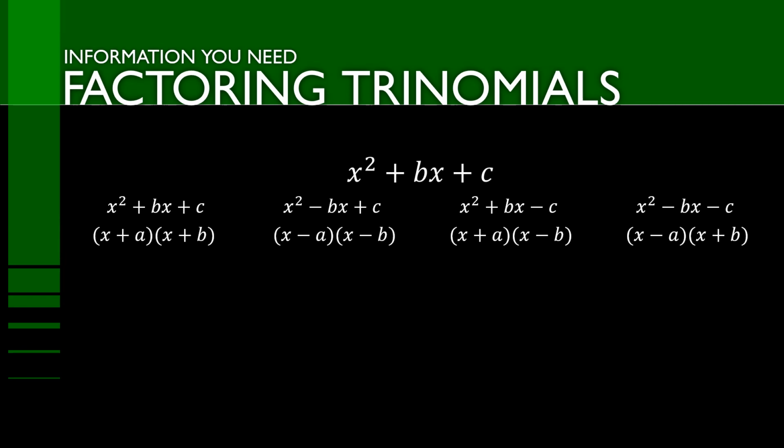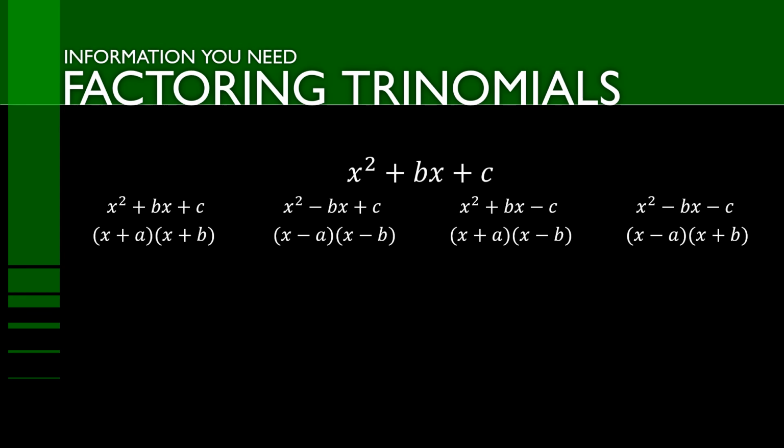When we move over to x squared plus bx minus c, the negative in front of c tells us that the two factors are going to have different signs. One is going to be positive and one is going to be negative. We figure out which is which by doing our factoring, but whichever number is bigger is going to have the positive sign in front of it, and whichever number is smaller is going to have the negative sign.